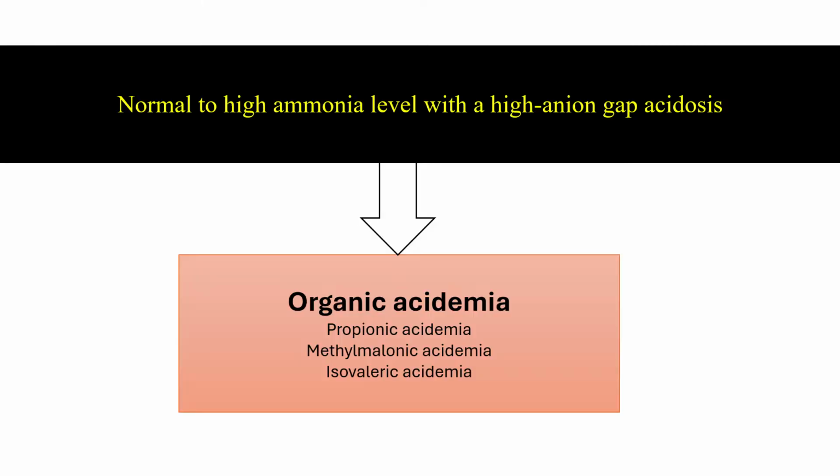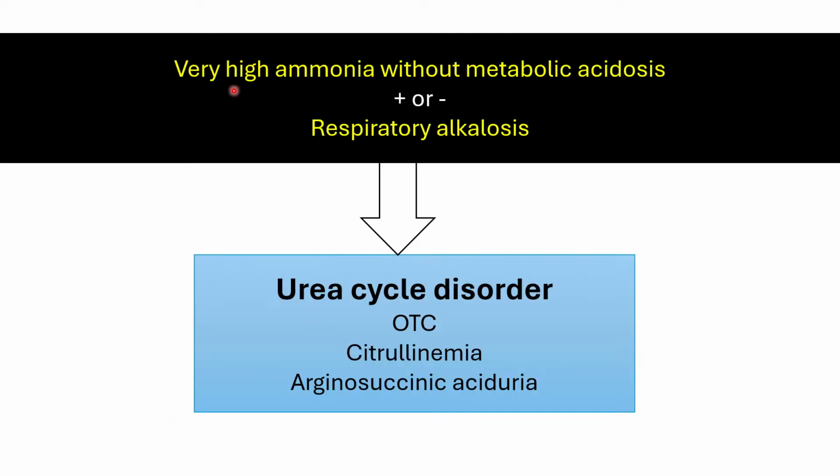Metabolic disorders: normal to high ammonia level with high anion gap metabolic acidosis is organic acidemia. Be familiar with the diseases of organic acidemia: propionic acidemia, methylmalonic acidemia, isovaleric acidemia. Very high ammonia level without metabolic acidosis plus or minus respiratory alkalosis is urea cycle disorder. Be familiar with OTC, citrullinemia, argininosuccinic aciduria.